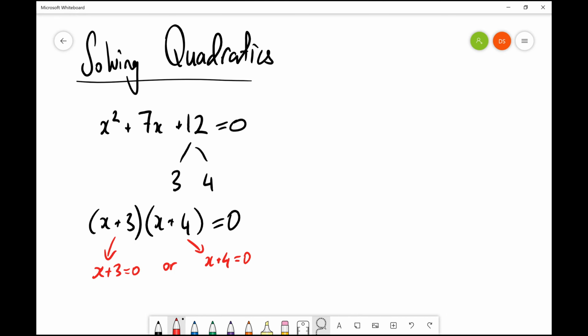So, x equals -3 or x equals -4. There we go. Fantastic. Anyway, so that's how you'd solve a quadratic.